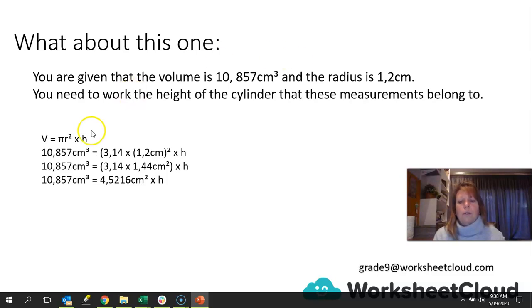So all you now do, because this is multiply, is that you have to divide this side by that number, and therefore you have to divide that side by the same number. You're going to end up with 10,857 centimeters cubed over 4,5216 centimeters squared. Okay, because it's centimeters squared at the bottom and centimeters cubed at the top, you're going to end up with just centimeters because you would cancel that out. And then with the numbers, use your calculator. And you end up with 2,401 centimeters, and that is your height.